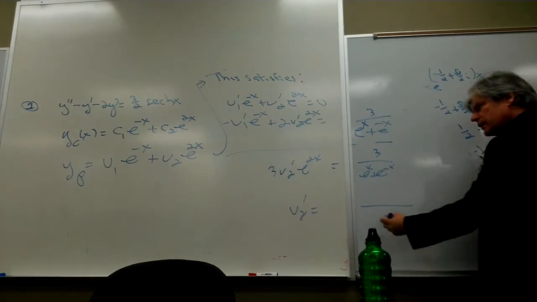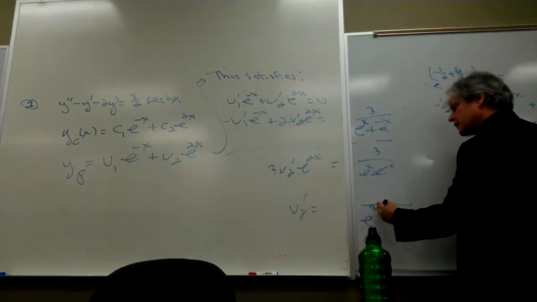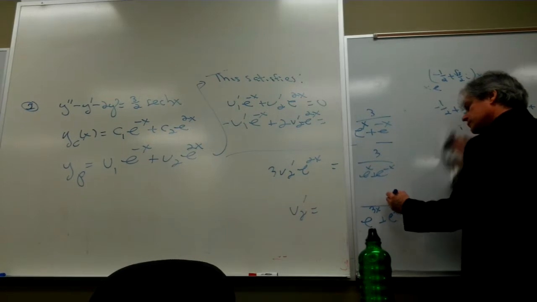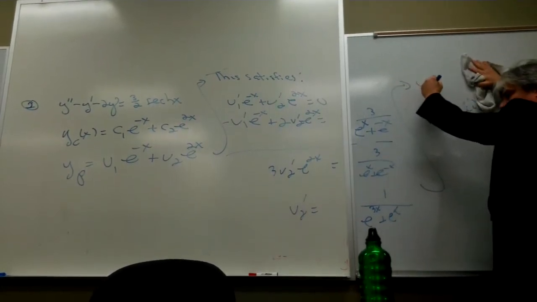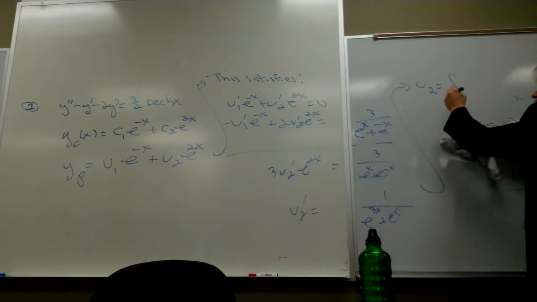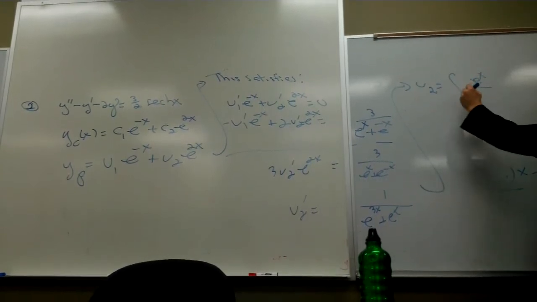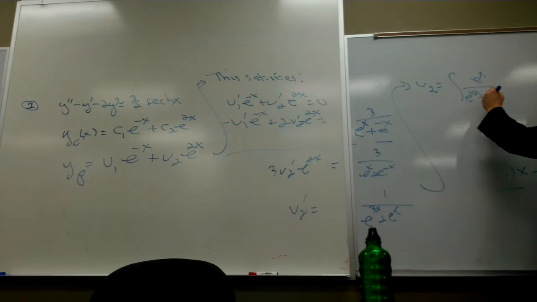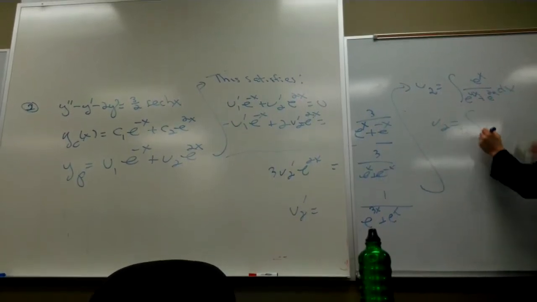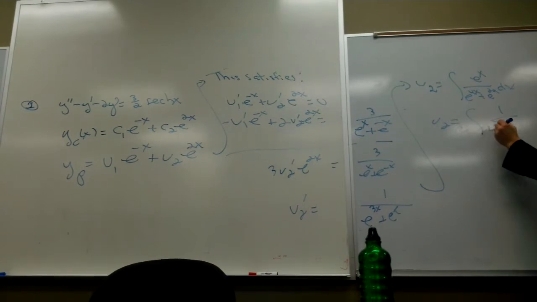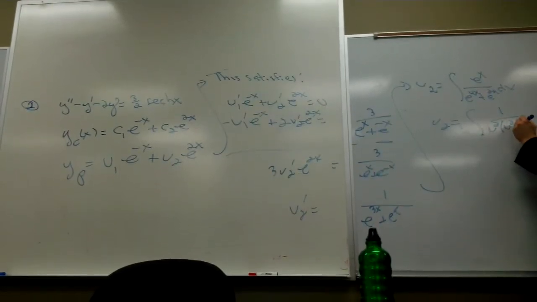So it's 1 over e to the 3x plus e to the x? Or shall I say u2 is equal to the integral of e to the x over e to the 4x plus e to the 2x? Or shall I say u2 is equal to the integral of 1 over u squared times 1 plus u squared? Perfect.